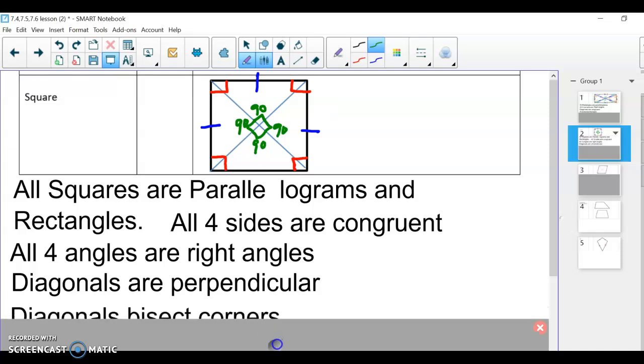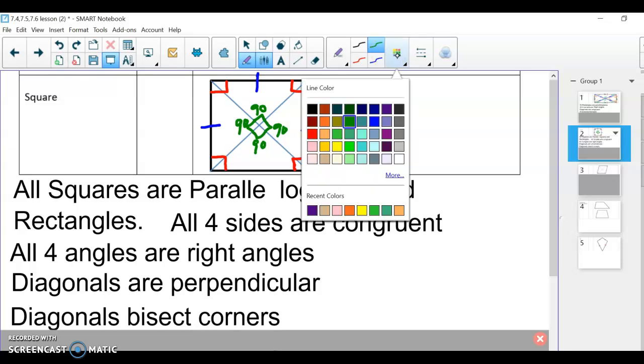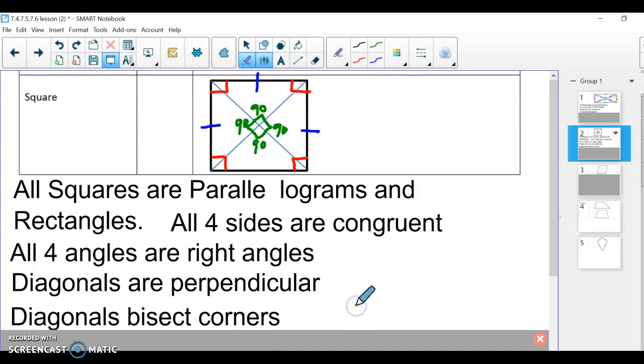The last super important thing about squares is that the diagonals bisect the corner. So if each corner is 90 degrees, and if the corners are bisected, that would mean that these are 45-degree angles. So that would be 45, that would be 45. All of these are 45. So it's a little bit easier than the rectangles, because we know they're all 45.